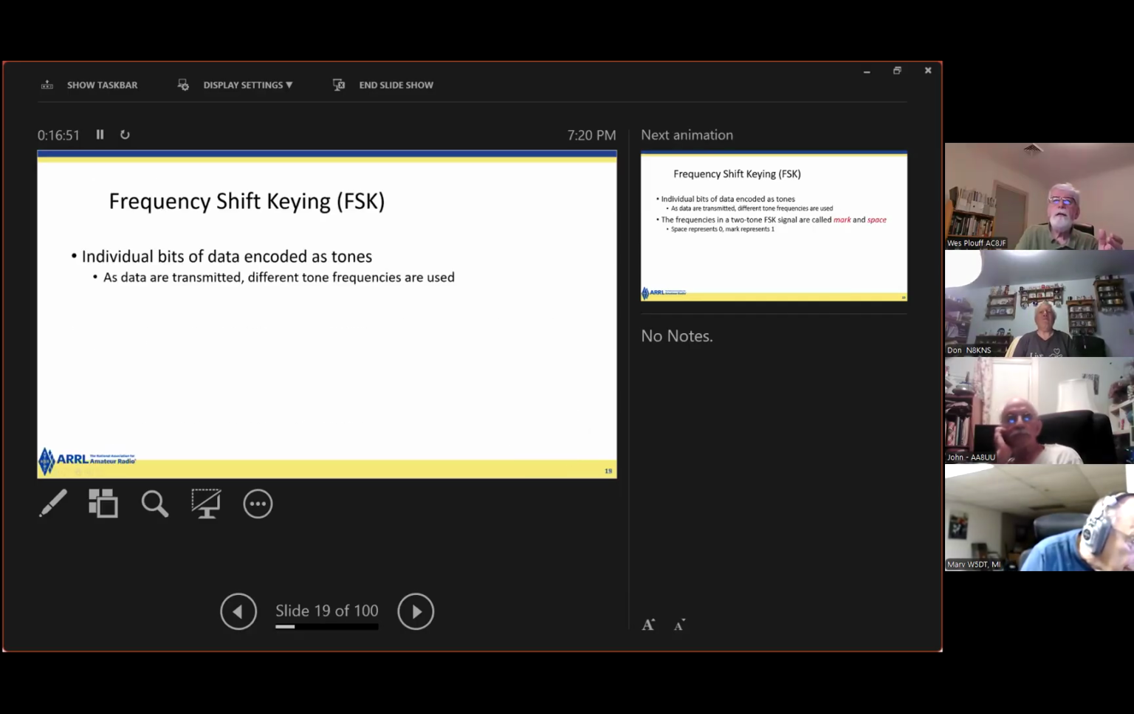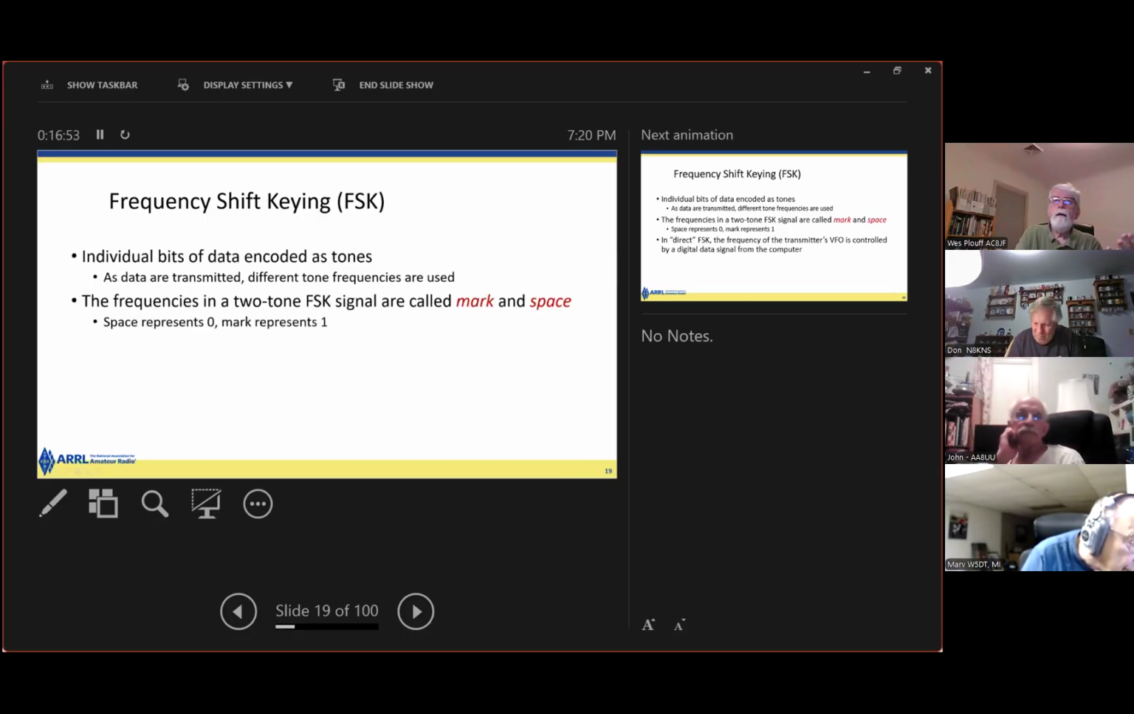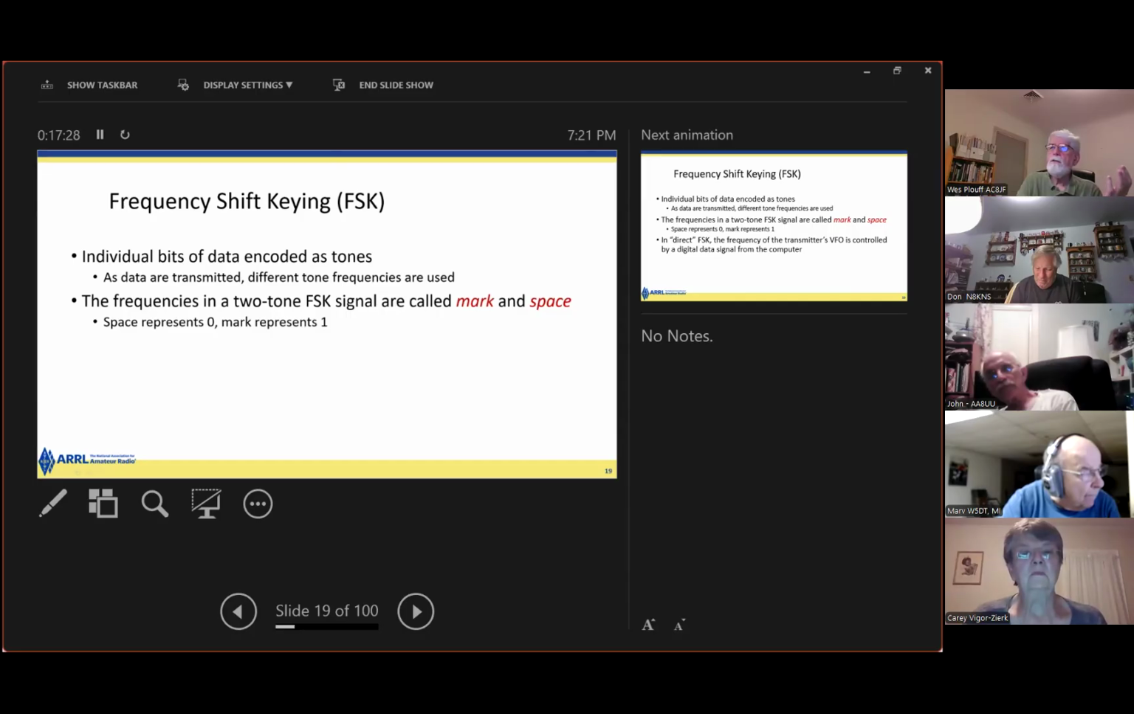So frequency shift keying is when you use 2 different tones to transmit. You're receiving a tone at all times when somebody is transmitting, and you use 2 different tones for frequency shift keying, used for radio teletype. They're called mark and space. Mark represents 1, space represents 0.